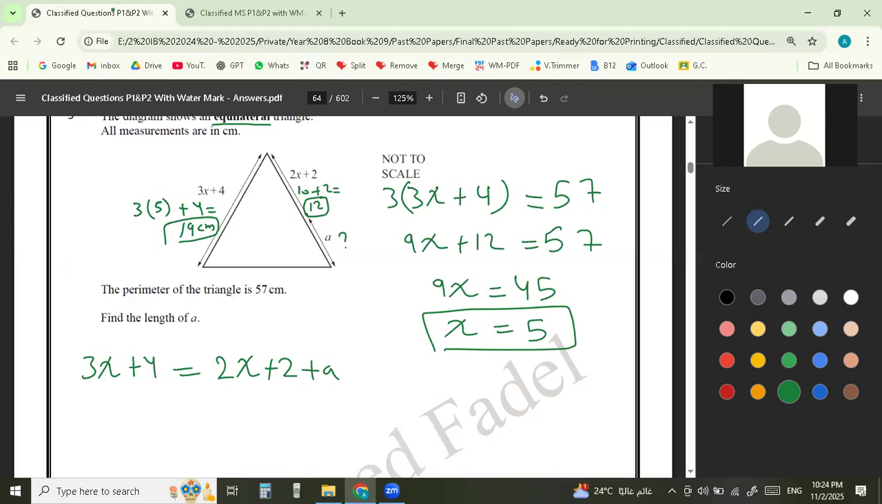So 3 times 5 is 15, plus 4 equals 2x plus 2 plus a. Well, 2 times x, x is 5, 2 times 5, which is 10, plus 2 plus a. This is a. Let's erase it and write it properly.